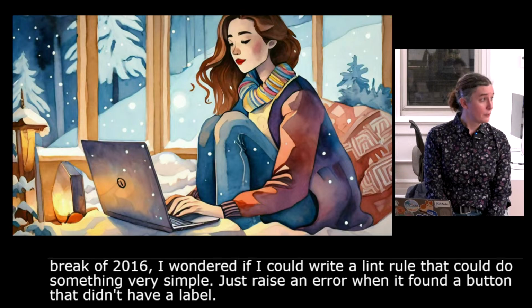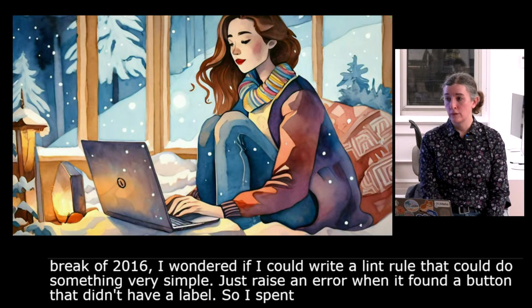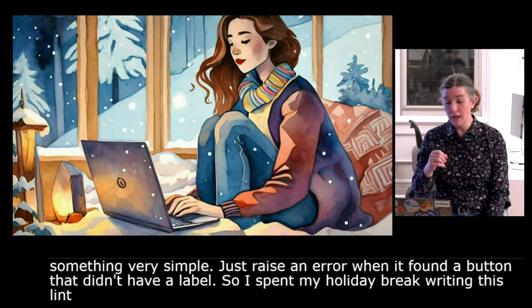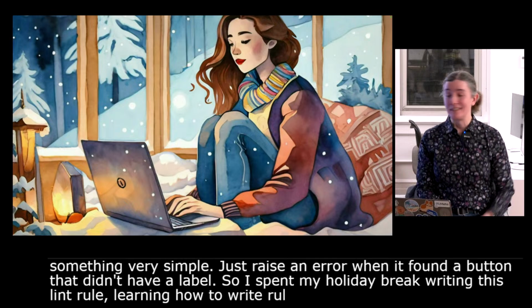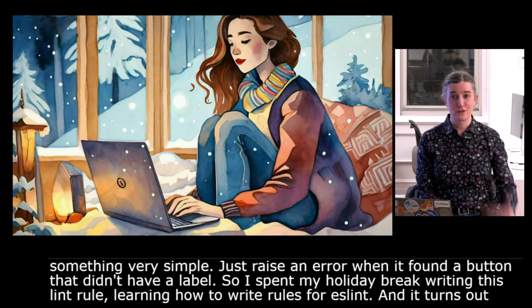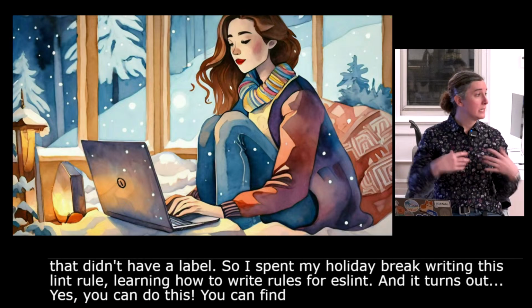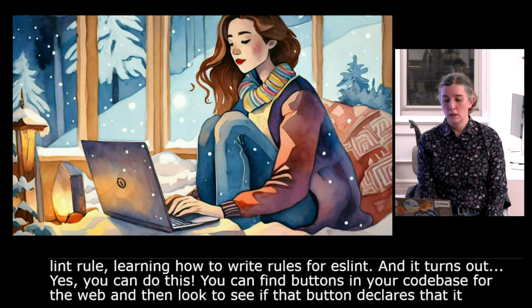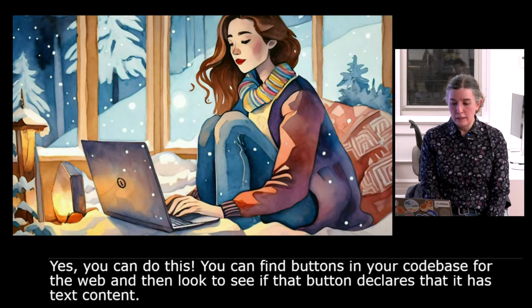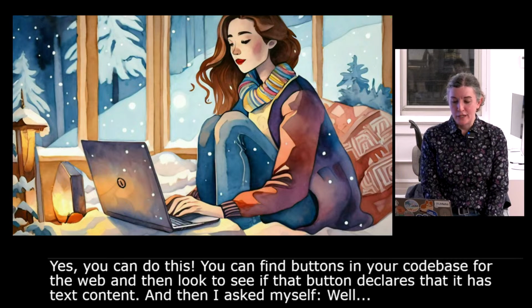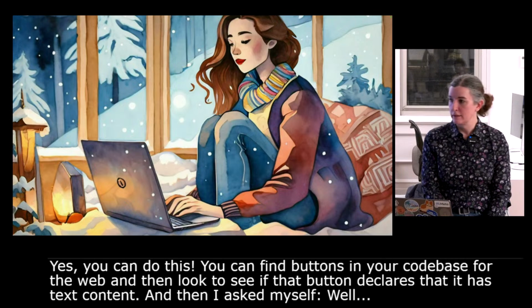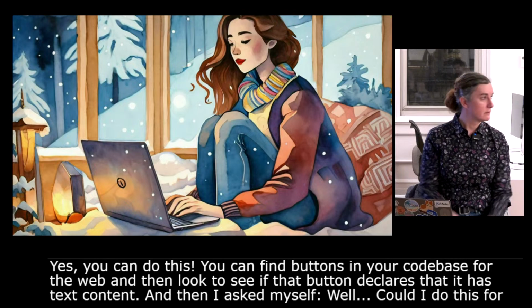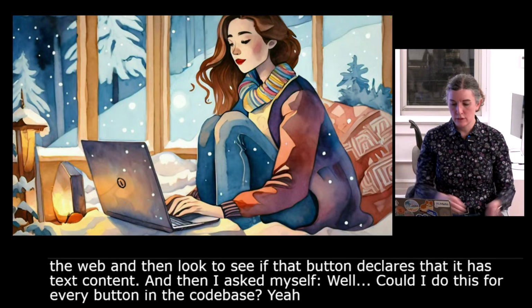So I spent my holiday break writing this lint rule, learning how to write rules for ESLint. And it turns out, yes, you can do this. You can find buttons in your code base for the web and then look to see if that button declares that it has text content. And then I asked myself, well, could I do this for every button in the code base? Yeah, definitely. You can run this and figure out how many buttons don't have labels in your code base.